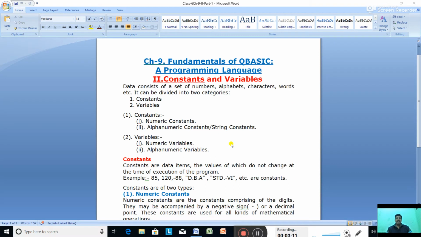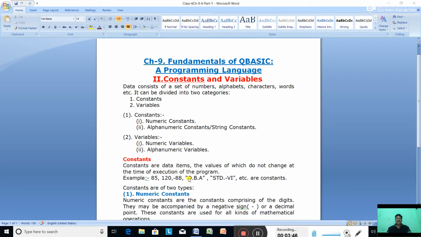Now comes, what are the constants? Constants are data items, the values of which do not change at the time of execution of the program. They do not change its meaning, its value, during the time of execution of the program. Like 85. 85 is a numeric constant. It is a number. 120. It is a numeric constant. It is a number. Minus 88. It is a numeric constant. It is a number.